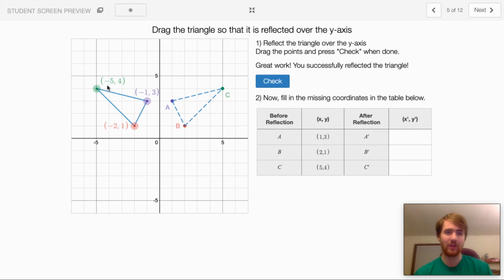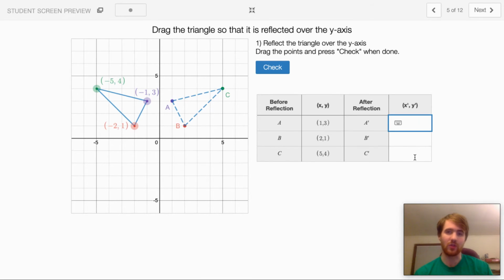And if you want to, you could find the coordinates of these new points, which are listed right here. That's what you should do if you're making up the classwork. So you'll notice that point A becomes -1, 3. Point B now becomes B prime. It becomes -2, 1. And point C becomes -5, 4.